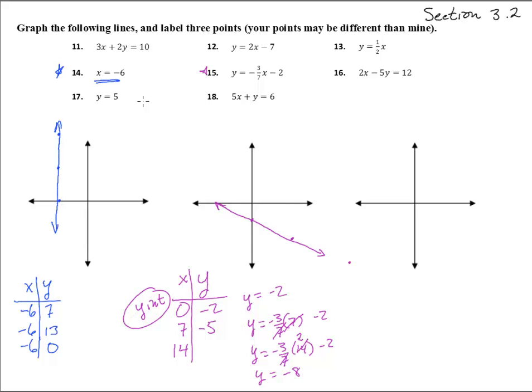Good. Number 16. 2x minus 5y equals 12. And so let's stick it in. If we let x be 0, this will give us the y-intercept. So if that guy is all gone right there, we get 12 divided by -5, -12/5. So 0, -12/5, that's just over -2.